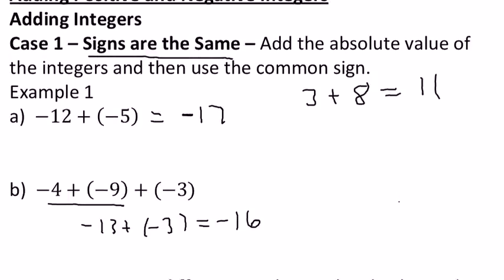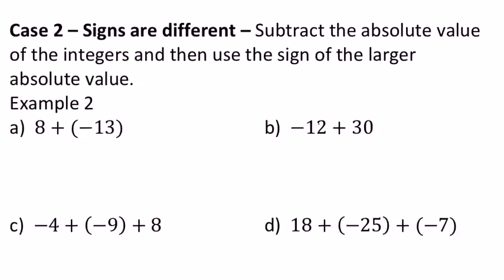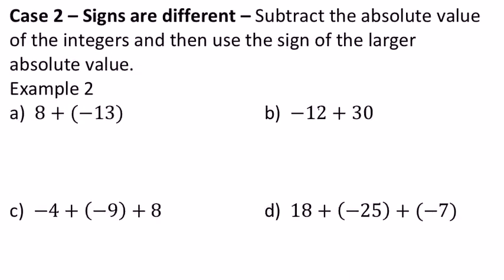Okay, the second case then is the harder case, and that's when the signs are different. But it's really not any harder. You still take the absolute value of both the numbers, but this time instead of adding them, you're going to go through and subtract. So when you look at a problem and you say I'm adding two numbers together and the signs are different, I've actually got to subtract the two integers. So in A, I've got 8 and negative 13. Signs are different, so I subtract them. I do 13 minus 8 to get 5.